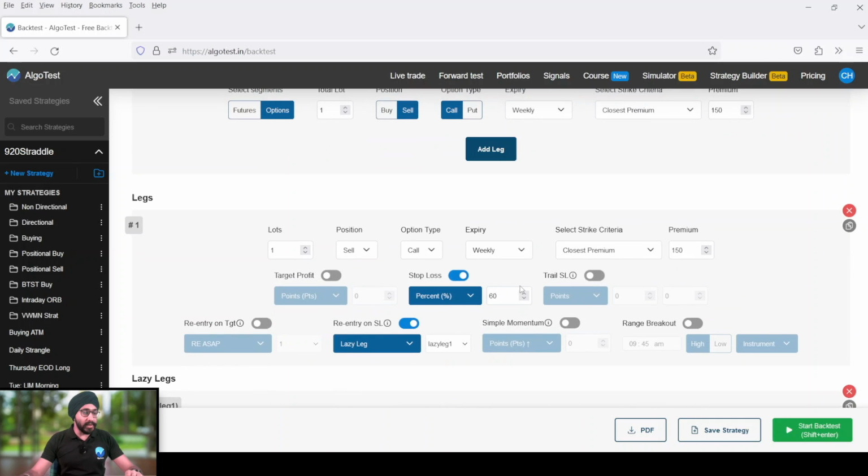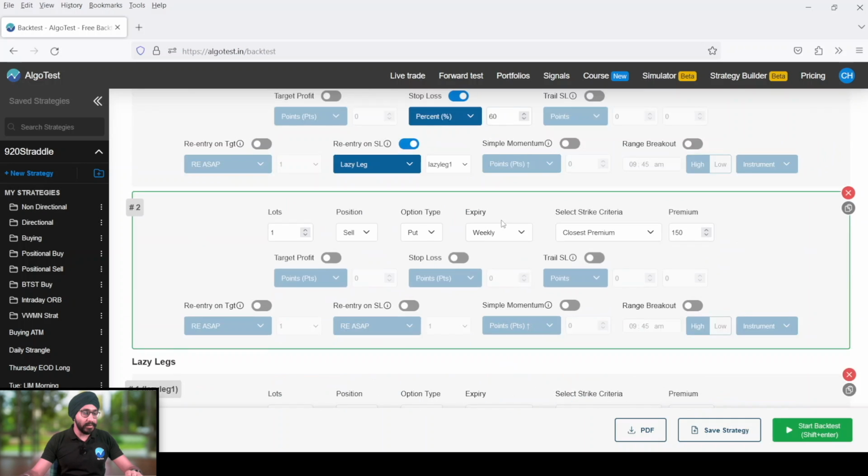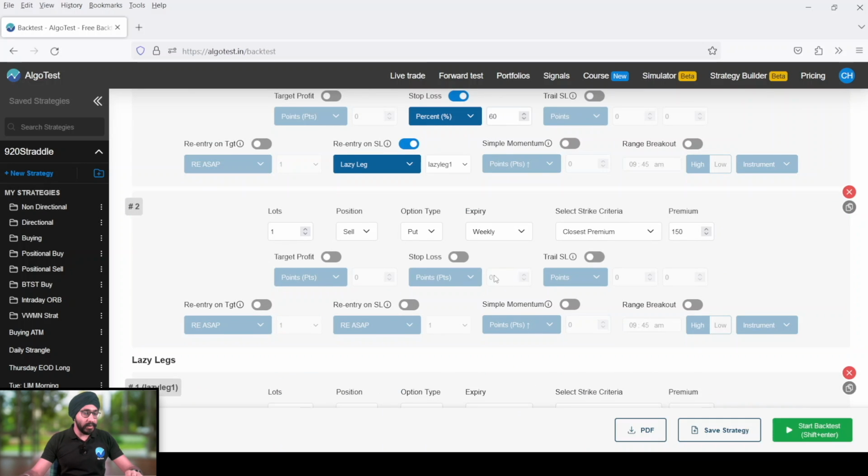All right, we'll do the same thing for the put. So let's start. I'll sell the put. Stop loss is of 60%. Re-entry on stop loss. Lazy leg. Now this is lazy leg 2.